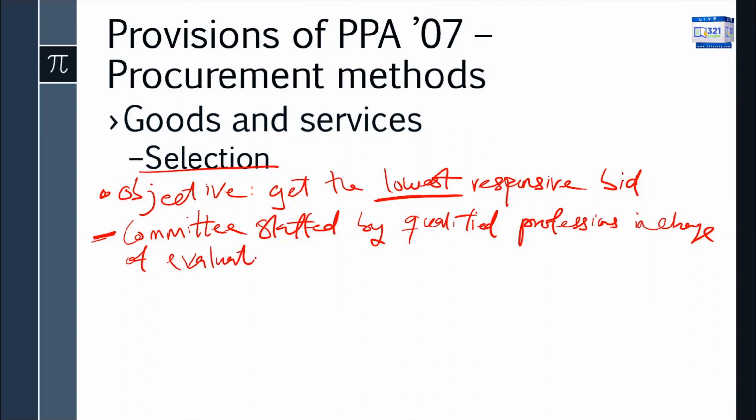The reason for this requirement is quite obvious. You need qualified professionals to tell whether or not the bid will reach an appropriate quality level for the price. There may be payment of bid security. Bid security may be required.